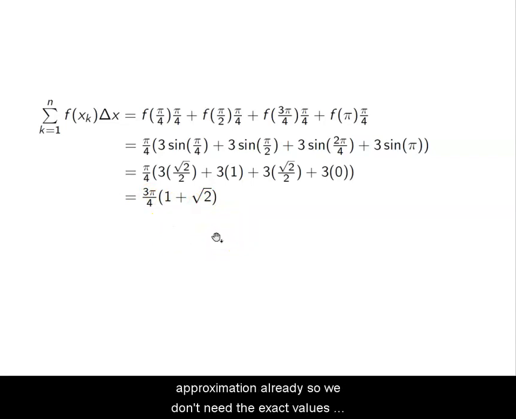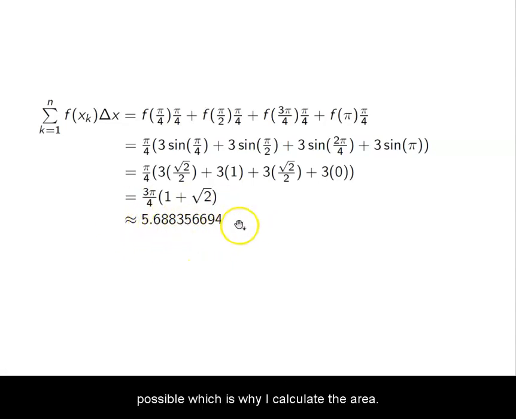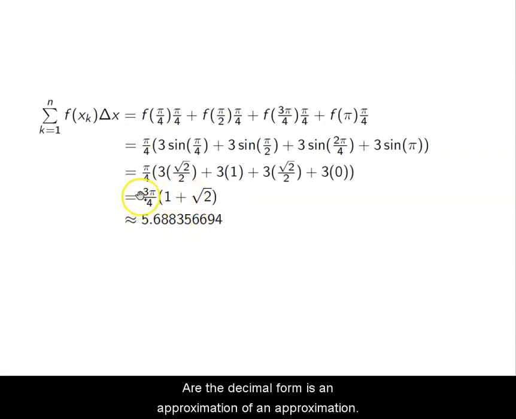It's an approximation already, so we don't need the exact value, so we'll plug that into our calculator and get an approximate area of 5.688356694. Obviously, you see I keep a lot of decimal places because it's already an approximation, so I want to keep it as accurate as possible, which is why I calculate the area approximation exactly, because this decimal form is an approximation of an approximation, right? So I'm keeping lots of decimal values because I don't know what I have to do with it next.